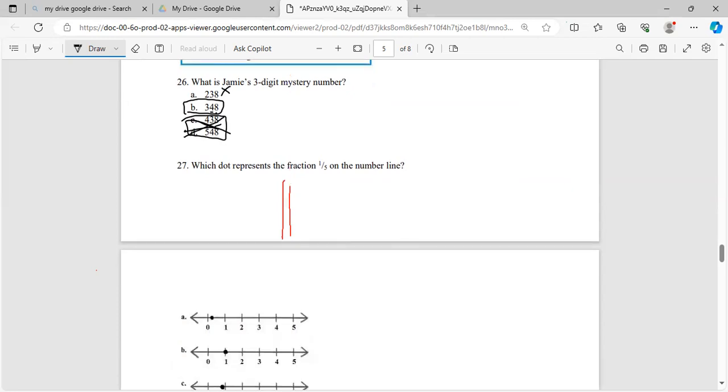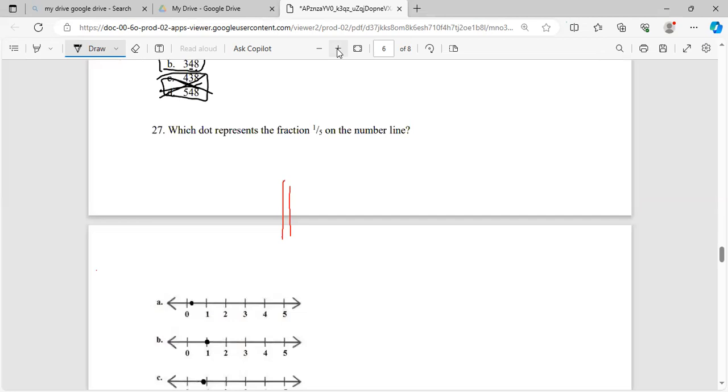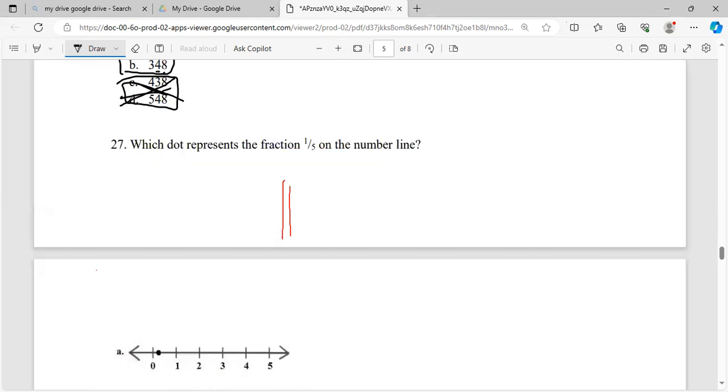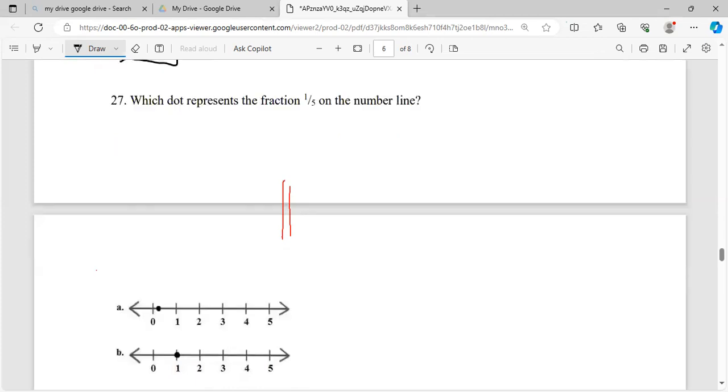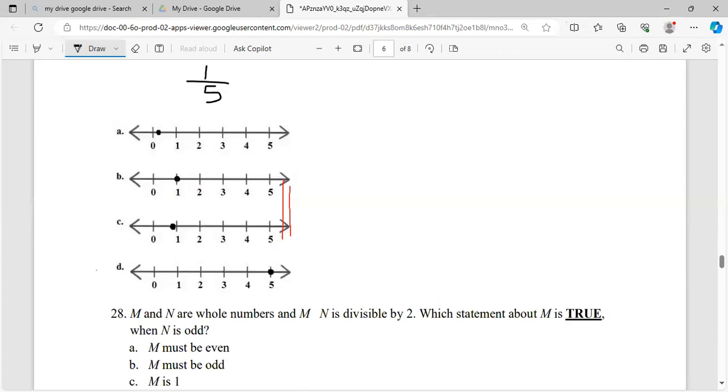Alright, this one says, now let me get up a bit, guys. It says, which dot represents the fraction 1/5 on the number line? This is something that you'd have done probably from grade 3 also. So let's see. The fraction that we're looking for, I'm just going to write it down here, is 1/5. Tell me if you think it's A or B or C.